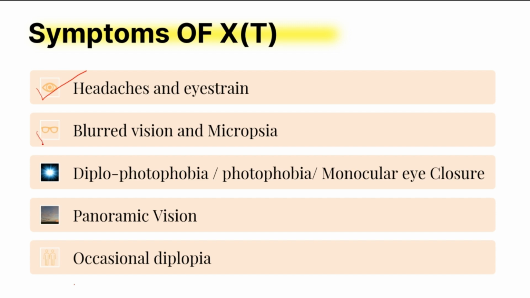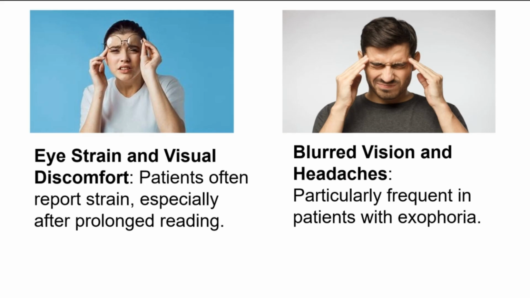So the various symptoms that we can see in intermittent exotropia are the presence of headaches and eye strain, blurred vision and micropsia, diplopia, photophobia or monocular eye closure, panoramic vision, occasional diplopia, and also of course the complaint of eyes deviating outside. Okay, so now we'll discuss all of these one by one.